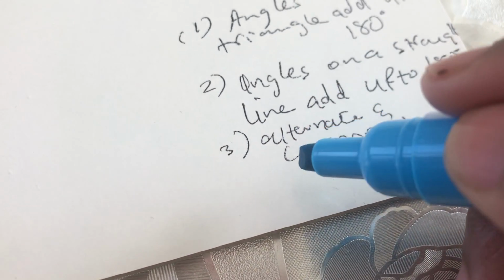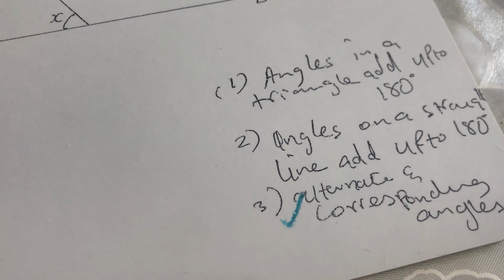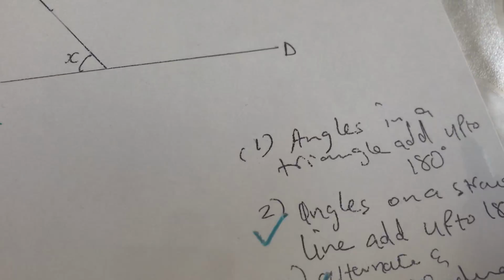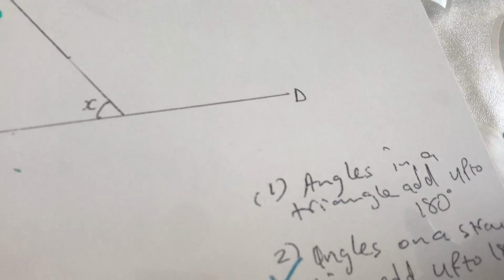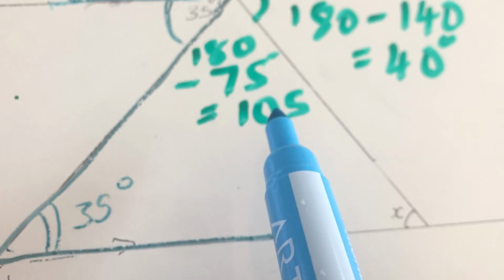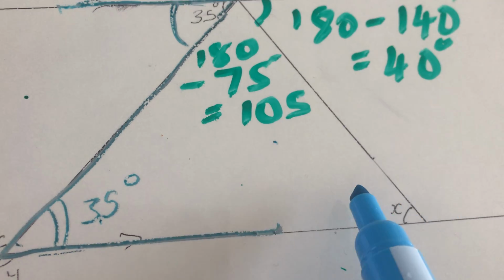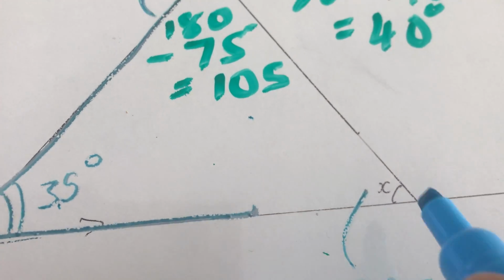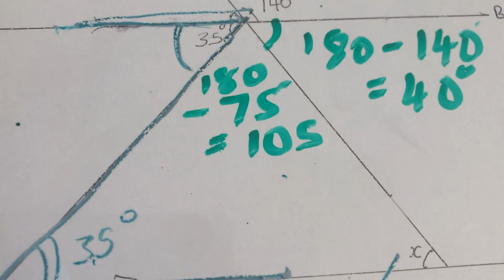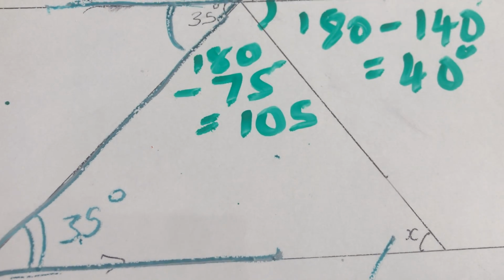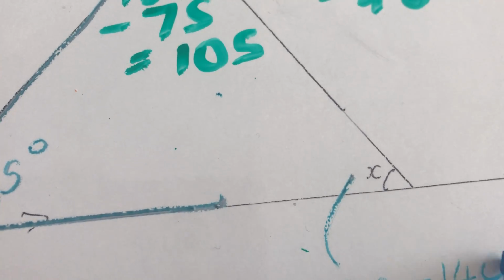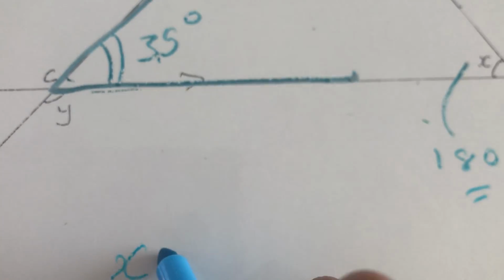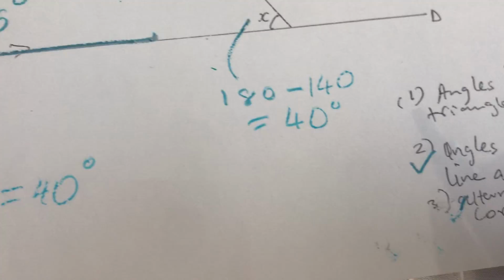So I used alternate angles. I also used angles on a straight line add up to 180. What about angles in a triangle add up to 180? So I know this is 105 and I know this is 35. I can find this because it will be 180 minus 105 and 35. So that would be 140. So that's going to be 40 degrees. So we know our X already is 40 degrees. We used this.